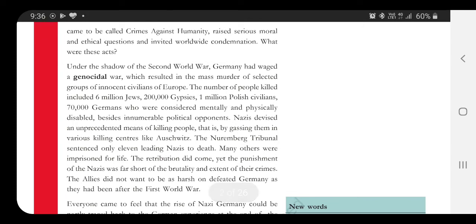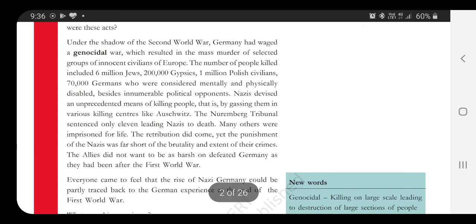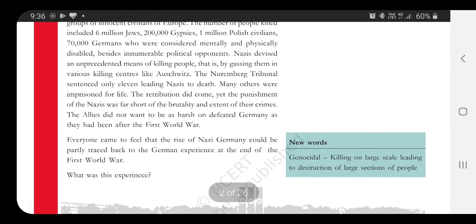So we can see that the genocidal war had resulted in the loss of 6 million Jews, 2 lakh gypsies, 1 million Polish civilians, 70,000 Germans, right? Even the Germans who were unfit or who were physically challenged were not spared. The Germans who were considered mentally and physically disabled, besides innumerable political opponents, Nazis devised an unprecedented means of killing people, that is, by gassing them in various killing centers like Auschwitz. The Nuremberg tribunal sentenced only 11 leading Nazis to death, as I had already said.